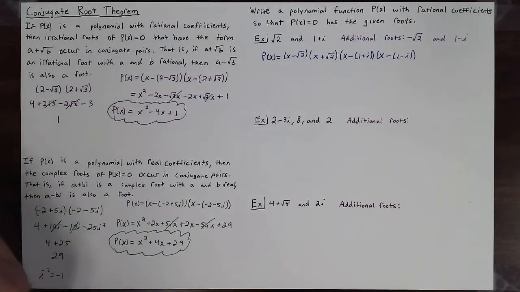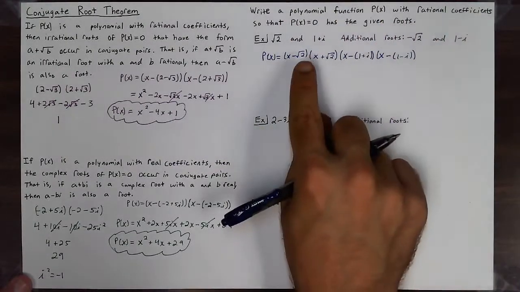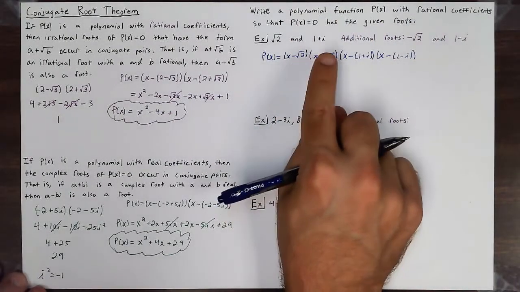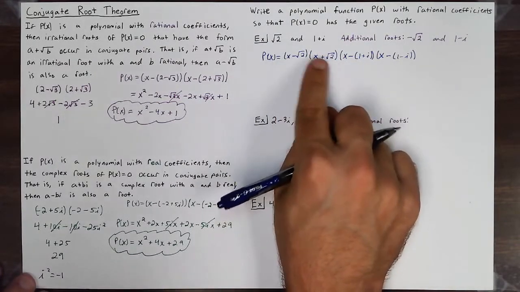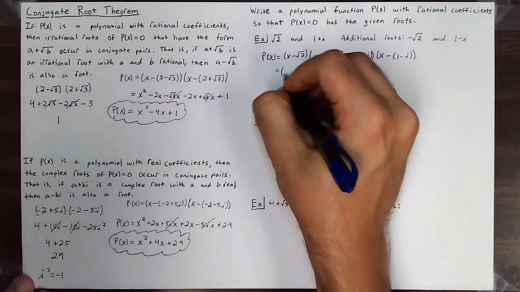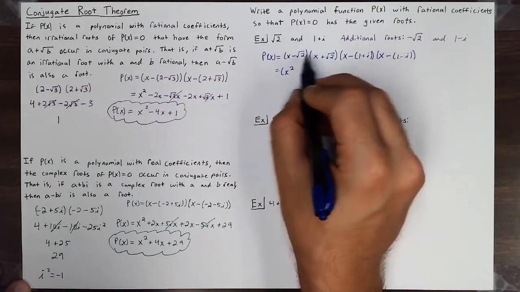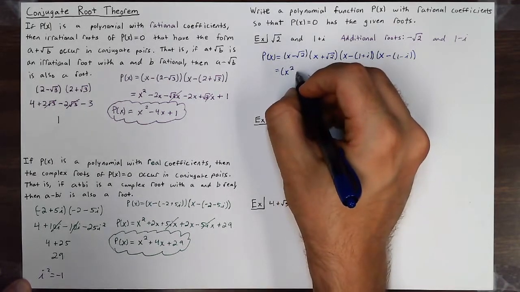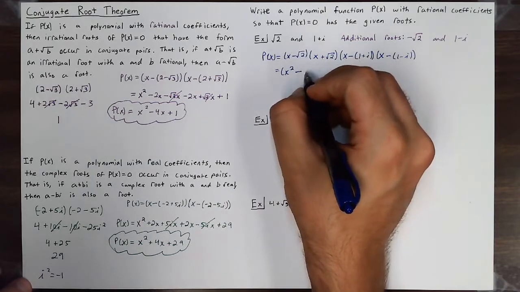And now I can multiply these out to get a polynomial with rational coefficients. So x minus the square root of 2 times x plus the square root of 2. This is a conjugate pair, but multiplying that out, I get x squared, and then I get positive square root of 2x and negative square root of 2x, which will cancel, leaving me with minus, that negative times a positive, 2.